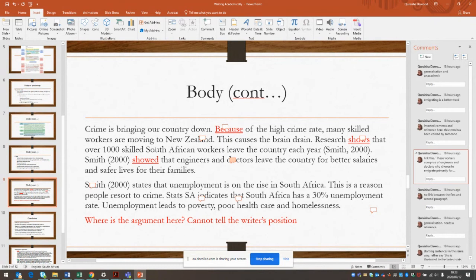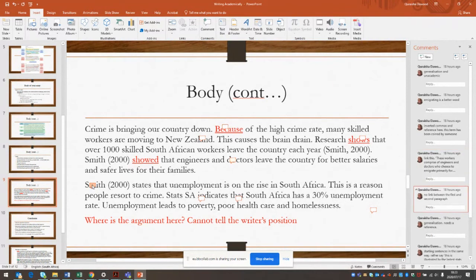Okay, can you see how we are saying the same thing, but we are linking it and upping our way of saying it with better vocabulary? It's not vocabulary that you have to look up in the dictionary, but it's just a better way of saying it. Then I'm starting again with Smith.